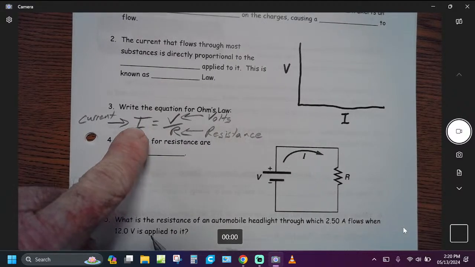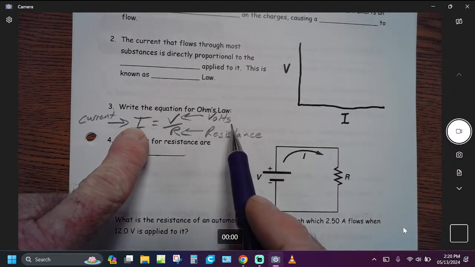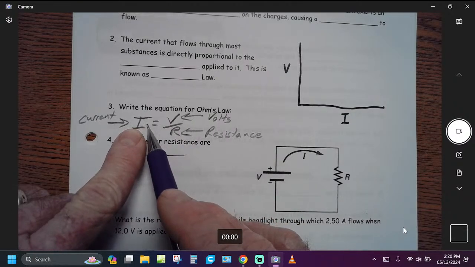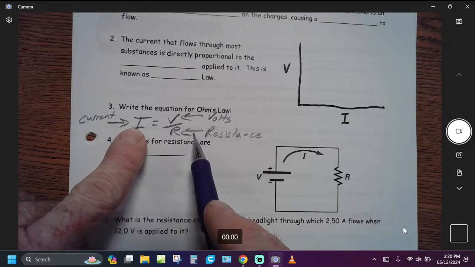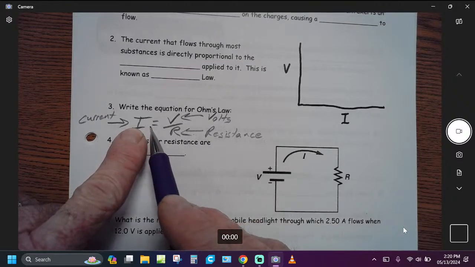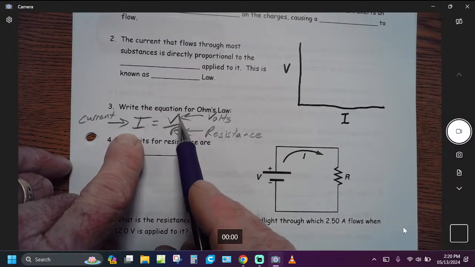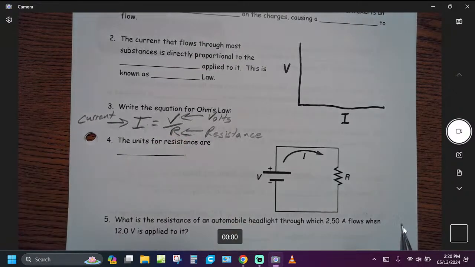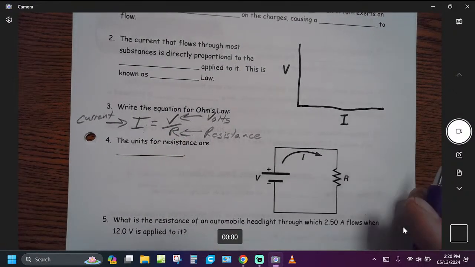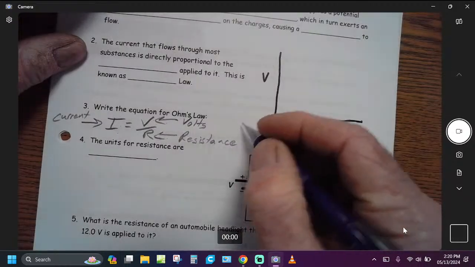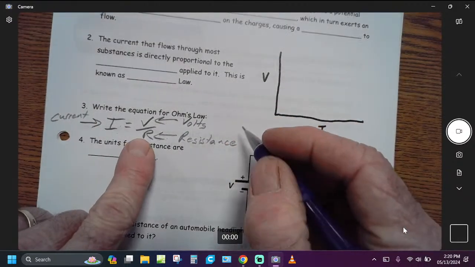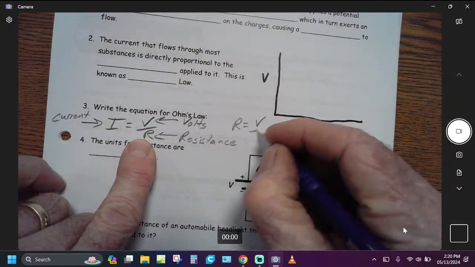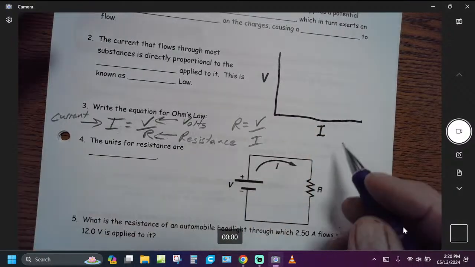So this is my favorite way to write it if you're trying to make sense of it. This is flow. Do you get more flow if you have more volts? Yeah, more pressure pushes more flow. Do you get more flow if you have more resistance? No, more resistance gives you less flow. So current is directly proportional to volts, or pressure, and inversely proportional to resistance. If I want to solve it for R, it would be R equals V over I. And then this graph makes a little bit of sense.